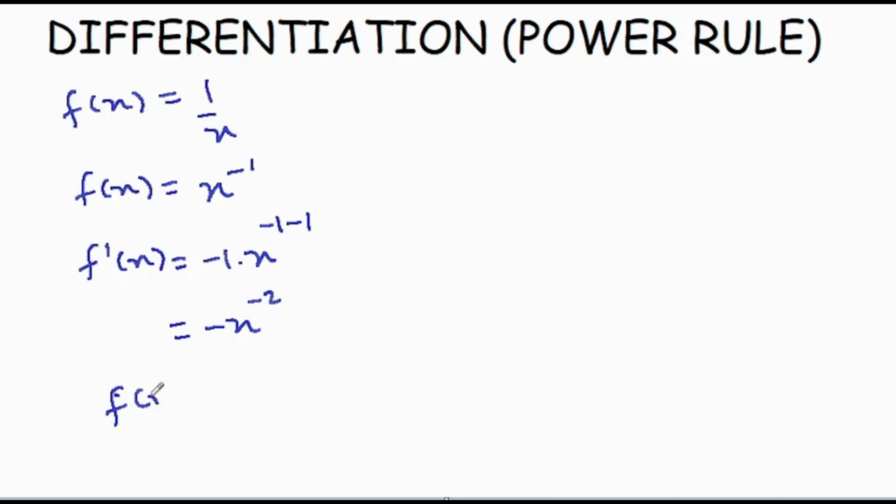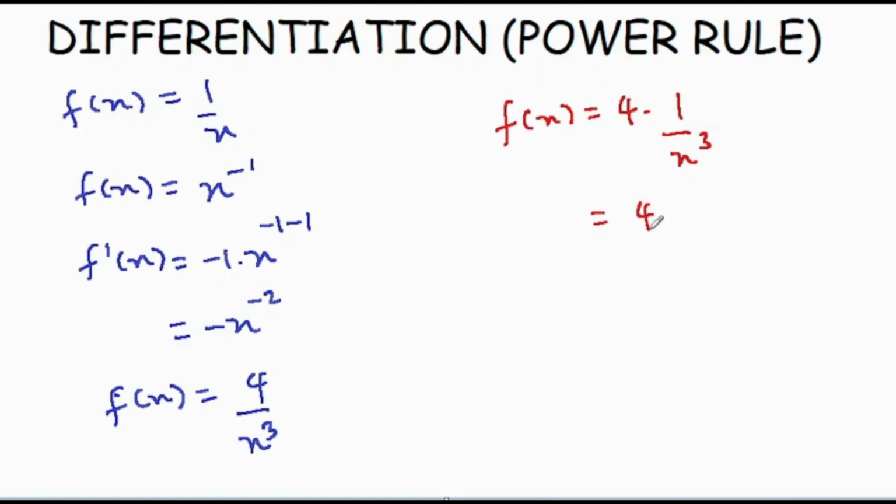Alright, let's try another one. Let's say we have f of x equals 4 over x raised to power 3. So we can rewrite this to be f of x equals 4 multiplied by 1 over x raised to the power 3. And this can be written as 4 multiplied by x raised to the power negative 3. That's our f of x.